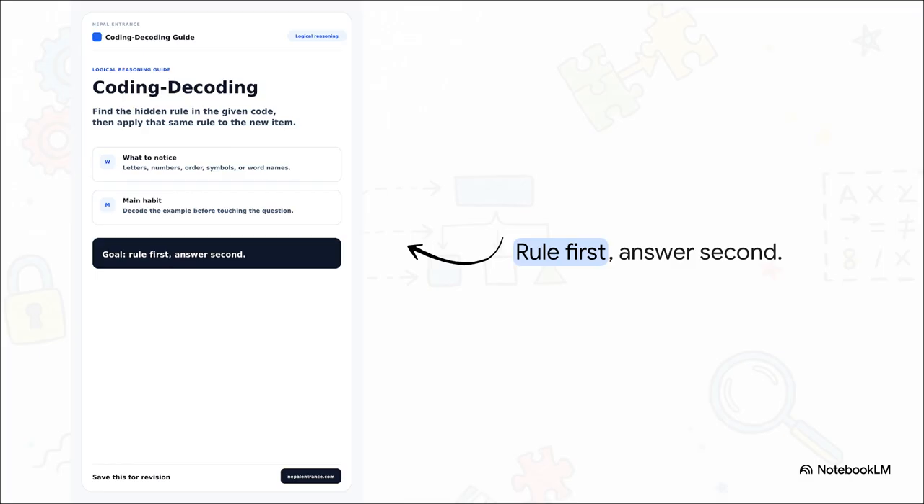So your absolute primary goal, before you even think about touching the actual question, must be to decode the example. The golden rule here is rule first, answer second. Seriously, do not jump to the answer too early.